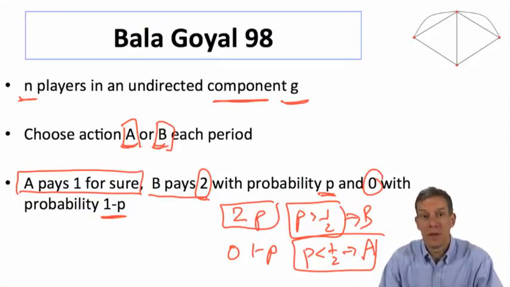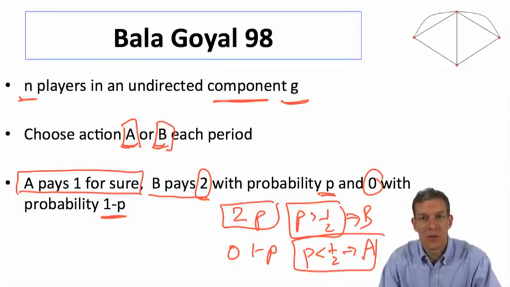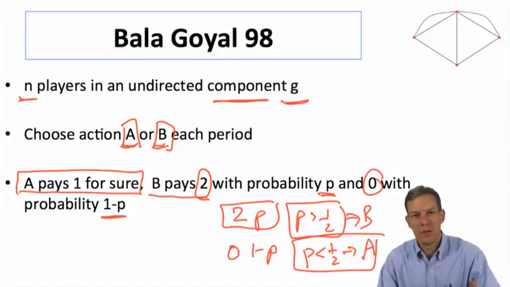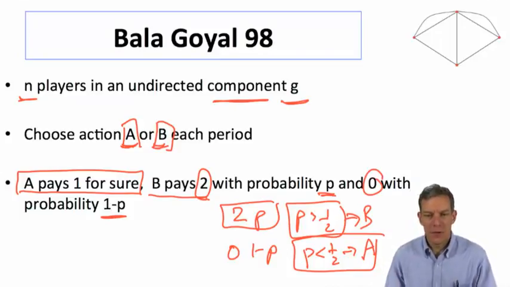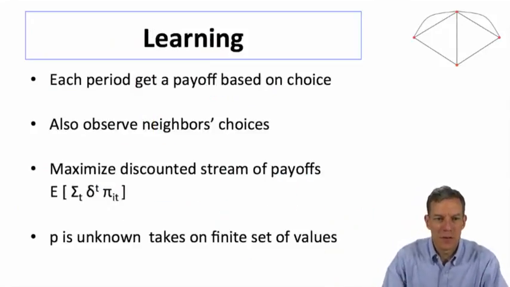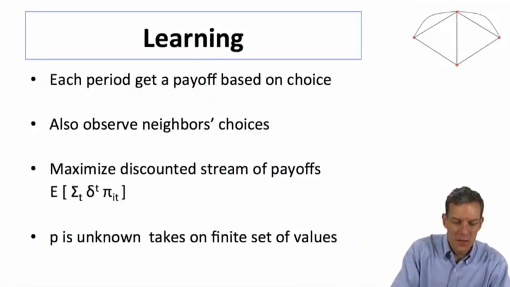But we don't know what P is. So it's a new technology. We're uncertain. Maybe we have some prior information, maybe we have some guess at what P is, but we don't know for sure. So these individuals have to experiment a little bit with B, to find out whether P is good or bad. Okay. So they're going to be choosing actions over time, and the learning model is going to be as follows.